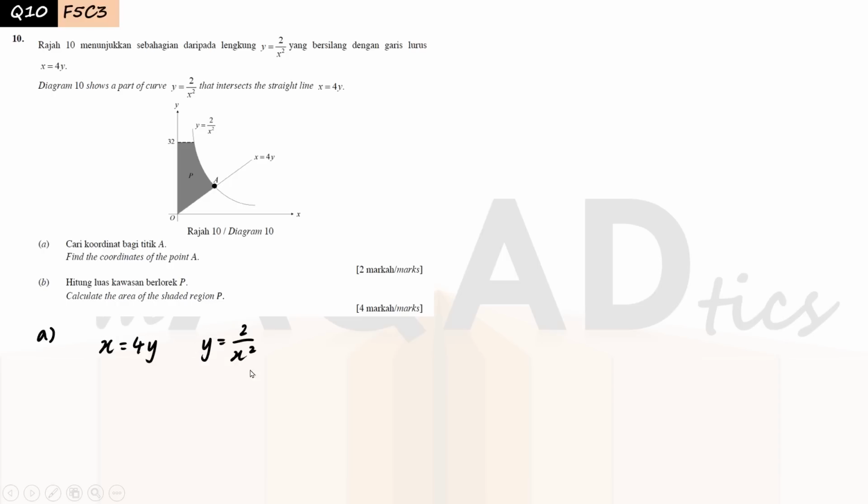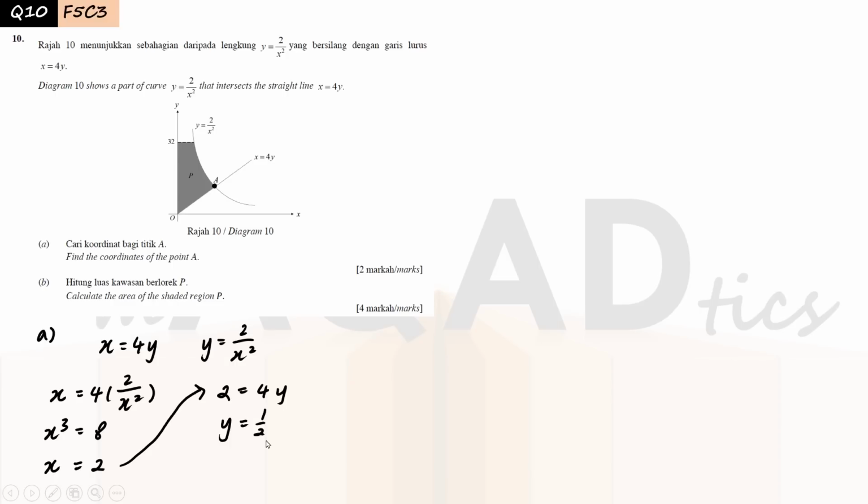For the y, I'm going to change it to 2 over x squared, and I'm going to move the x squared to the other side, so here will be x cubed. Then for the cube here, I'm going to move it to the right side and find the value of x, which is 2. Now I'm going to substitute back into this equation to find the value of y. So the value of y is 1 over 2, and our coordinates would be (2, 1/2).